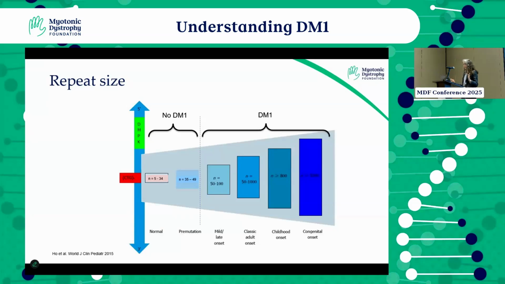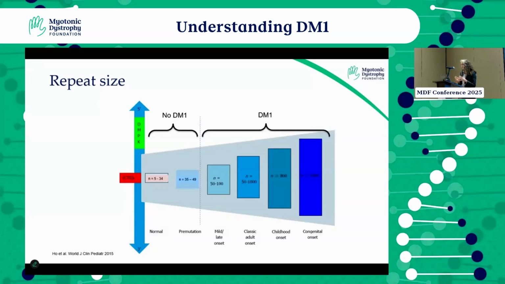So if we look at even more repeats, if we go out to the end over here, greater than 1,000, that's where people develop congenital onset. And that was when symptoms are present at birth or within the first month or so. And then if we look at 50 to 100 repeats, that is going to cause mild disease or disease starting in 40s and older. Childhood onset would be greater than 800. Classic adult onset, ages 20 to 40, is going to be 50 to 1,000.